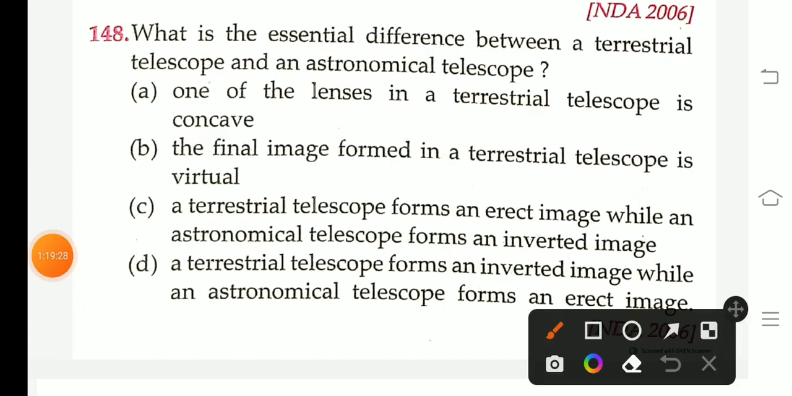Next, what is the essential difference between a terrestrial telescope and an astronomical telescope? Right answer option C. A terrestrial telescope forms an erect image while an astronomical telescope forms an inverted image.